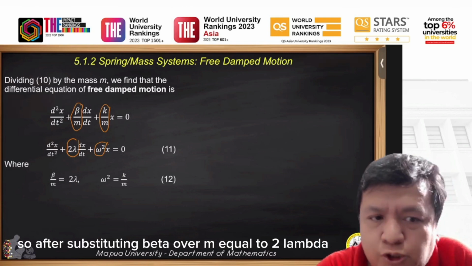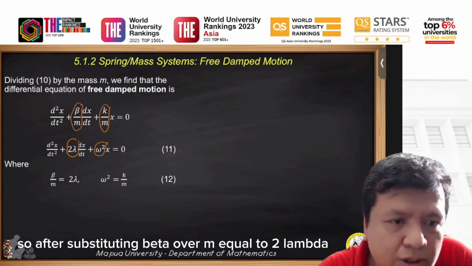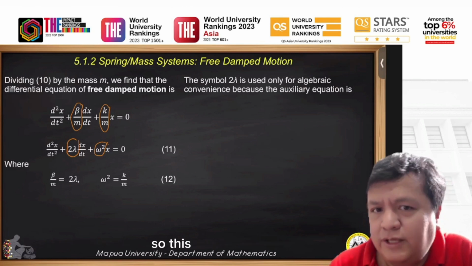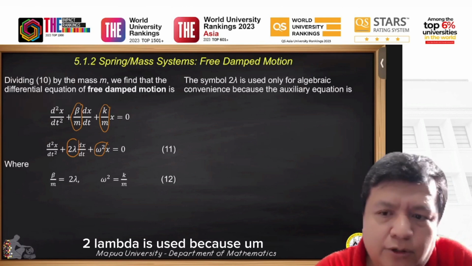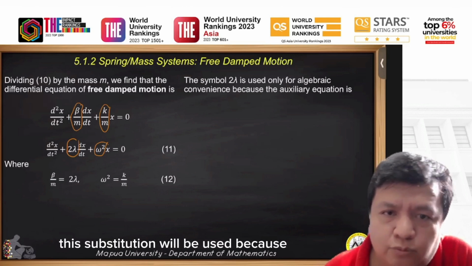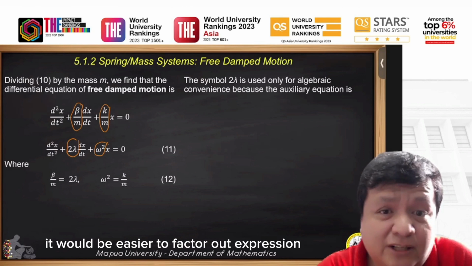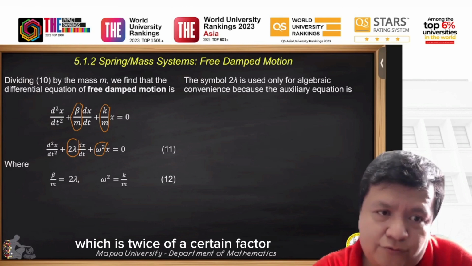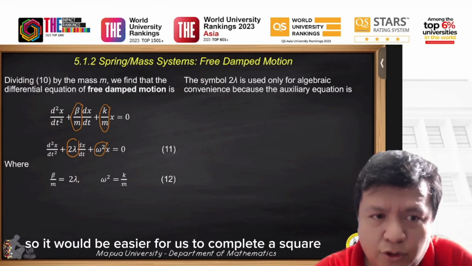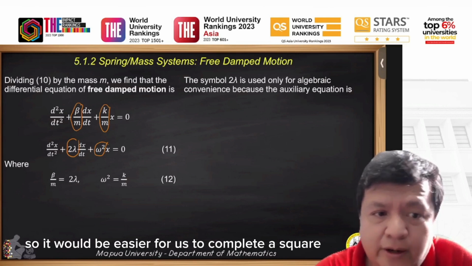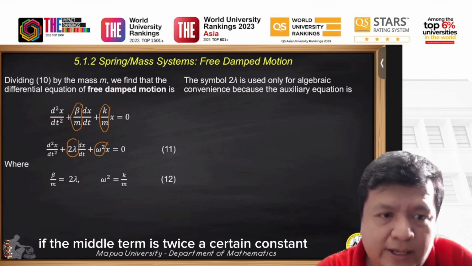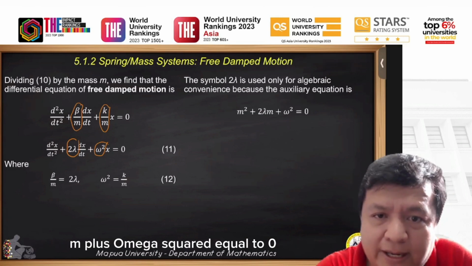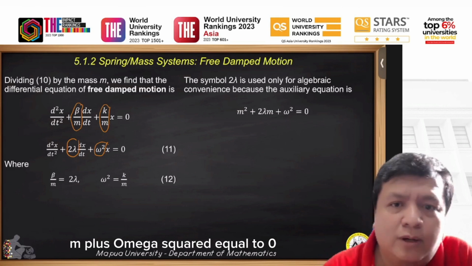So after substituting beta over m equal to 2 lambda and omega squared equal to k over m, this 2 lambda substitution is used because it would be easier to factor the expression when the middle term is twice a certain factor. It would be easier for us to complete the square if the middle term is twice a certain constant. So we will be having m squared plus 2 lambda m plus omega squared equal to 0.